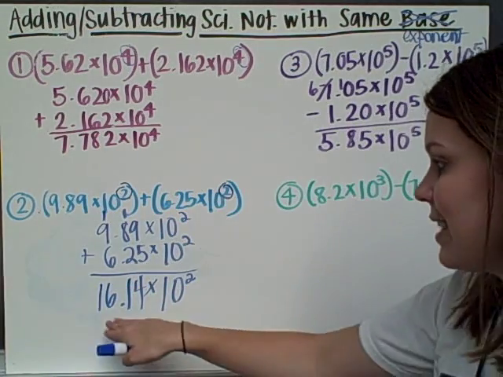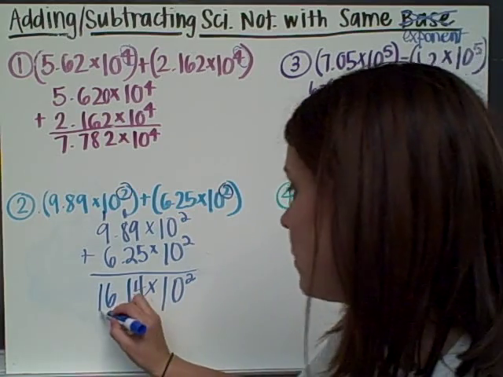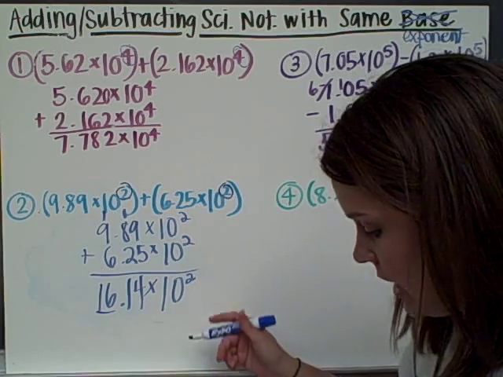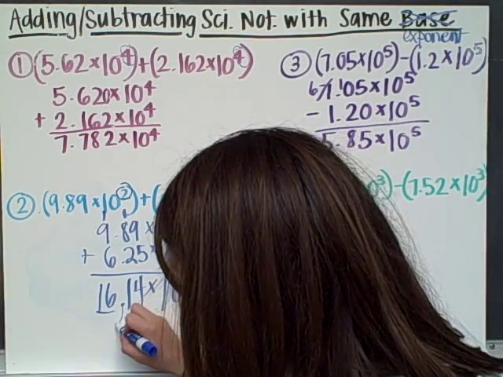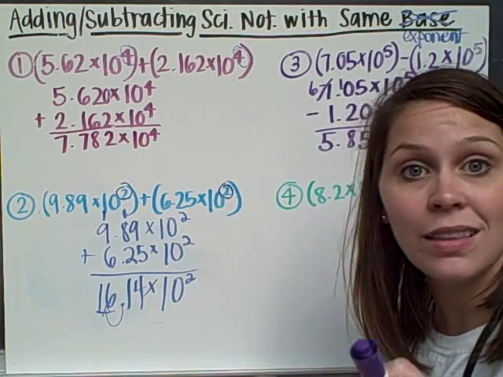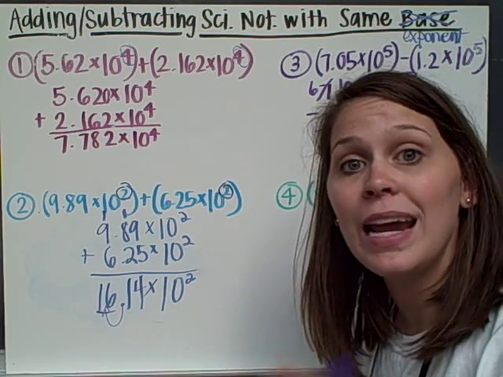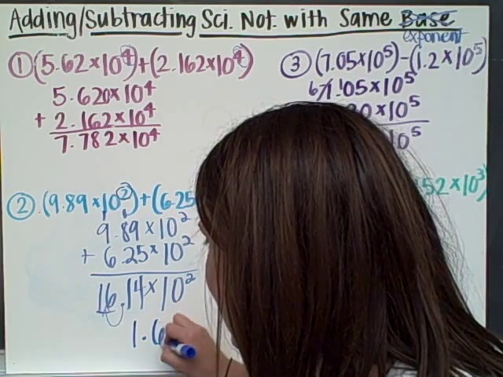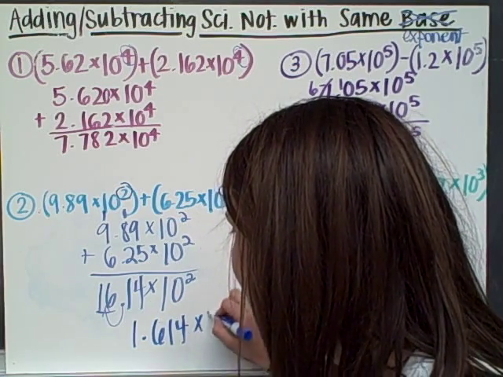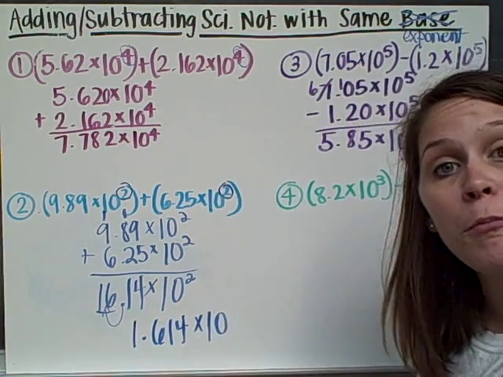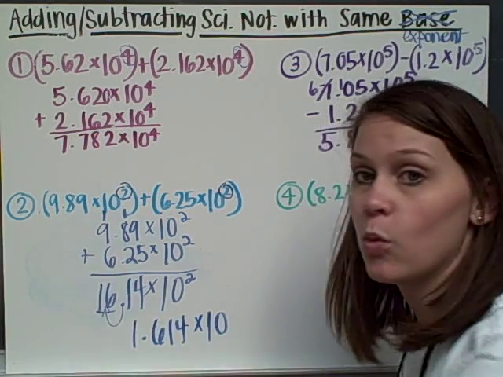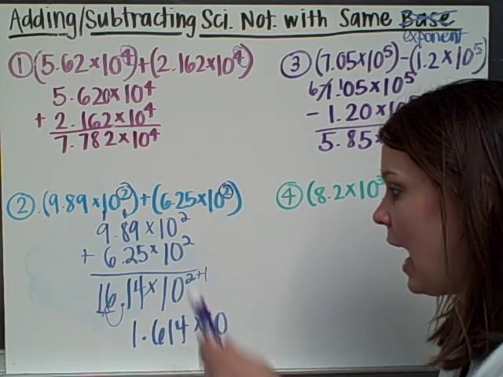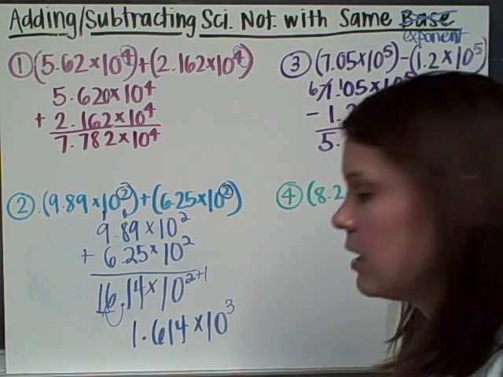Well, if you'll notice, this is not in scientific notation because we have 2 numbers in front of the decimal place. And so what we need to do is move this decimal 1 to the left so we only have 1 number in front of my decimal. So now I have 1.614 times 10, but remember from your VIC, since we moved the decimal 1 to the left, our exponent's going to get bigger. I need to add 1, so now this is times 10 to the 3rd power.